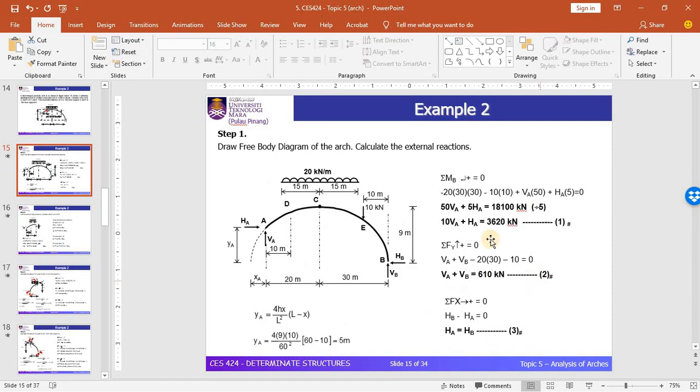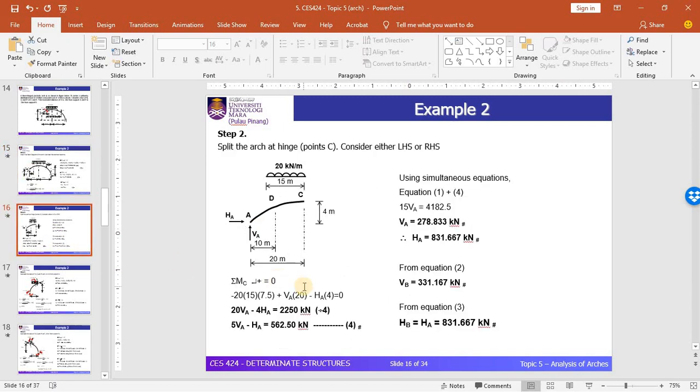But in the initial step, if you're taking moment about point A, you will get an equation in terms of VB and HB for the first equation. So the same thing, you need to consider the right hand side. You couldn't consider the left hand side, because it would make the solution complicated.